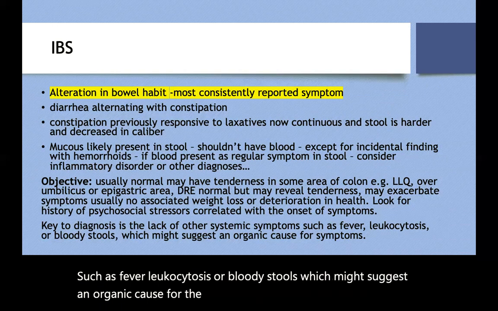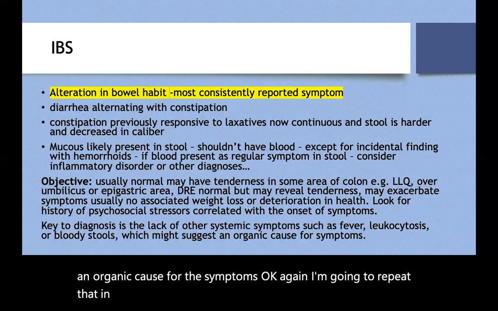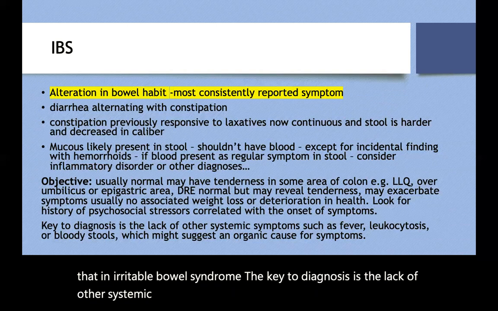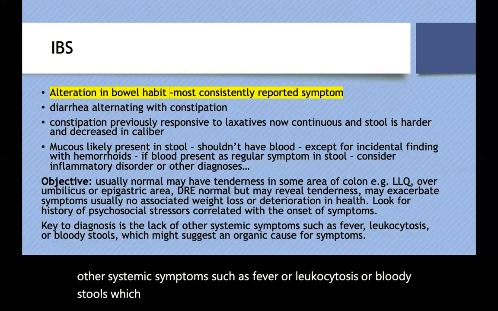Again, I'm going to repeat that. In irritable bowel syndrome, the key to diagnosis is the lack of other systemic symptoms, such as fever, leukocytosis, or bloody stools, which might suggest an organic cause for symptoms. So a different cause.